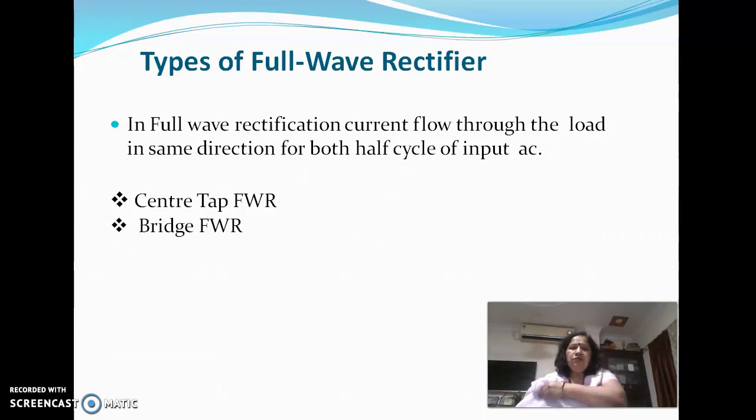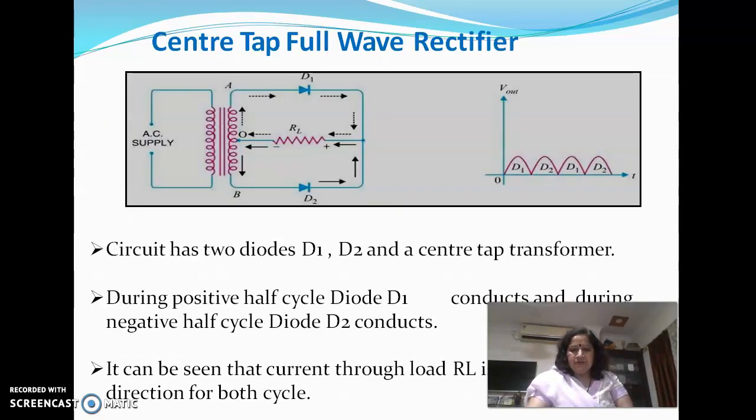So, let us see what we mean by full wave rectifier. In full wave rectifier, current flows through the load in the same direction in both the cycles. Yes, we have two different types of rectifiers, central tap full wave rectifier and a bridge rectifier. To understand central tap full wave rectifier, let us see the circuit diagram of a central tap rectifier.